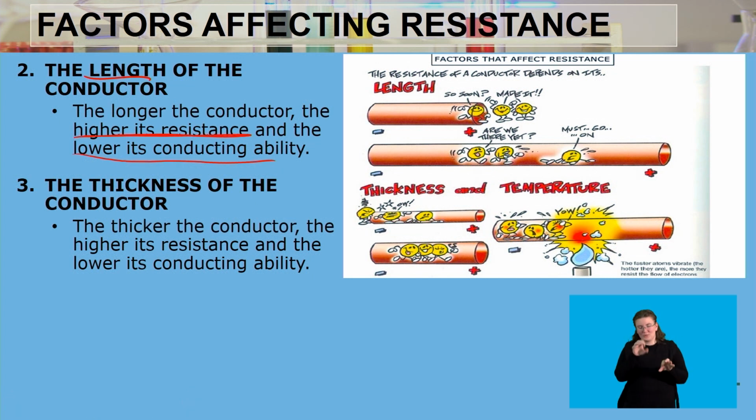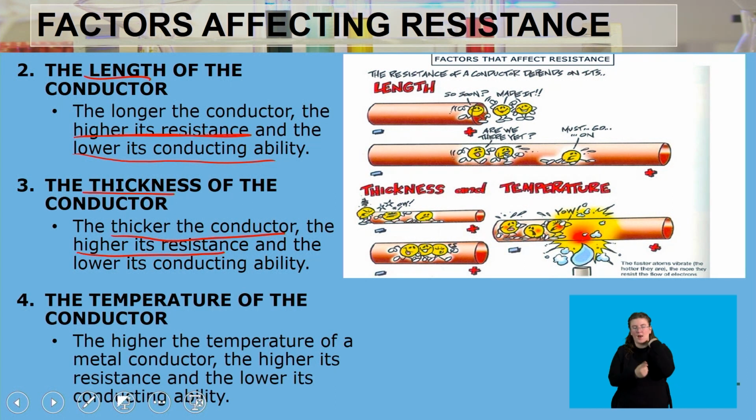Now another factor which is going to affect the resistance is the thickness of the conductor. Which then means the thicker the conductor, the higher its resistance and the lower its conducting ability. So if you're using a thicker wire, that thicker wire is going to have a high resistance, and because of that, there's going to be more energy being lost in the process of transferring energy from one point to the other using a thicker wire. So the best one to use would be a thinner wire.